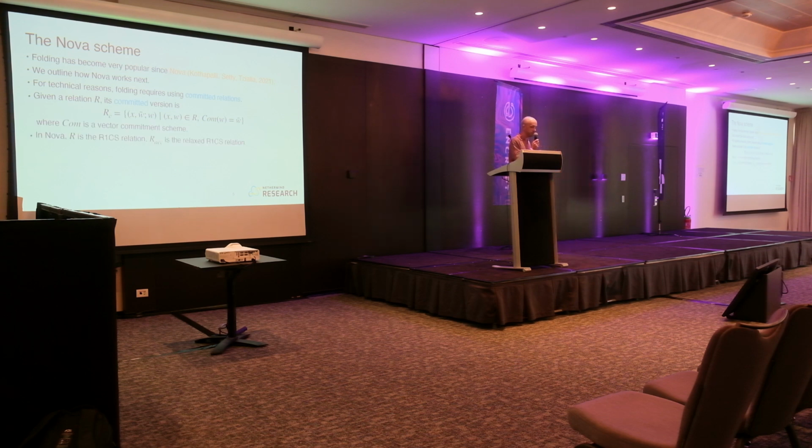Okay. So in NOVA, the relation we care about is the R1CS relation, and the accumulated relation is the relaxed R1CS. In both of these, there are three matrices, A, B, C, and the R1CS relation works as follows. An input instance pair is in R1CS if and only if you have this equality between matrices. A times Z, B times Z, Z times Z is matrix-vector multiplication, and the circle is the Hadamard product, so component-wise multiplication.